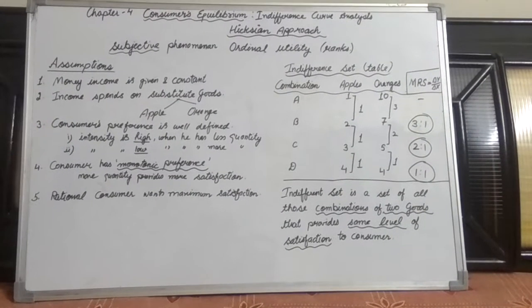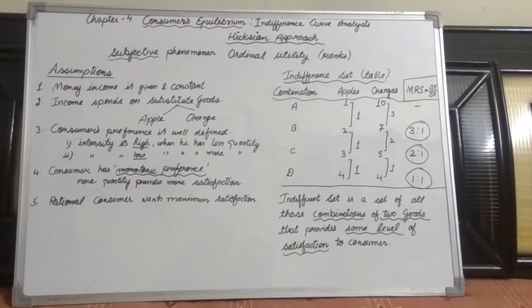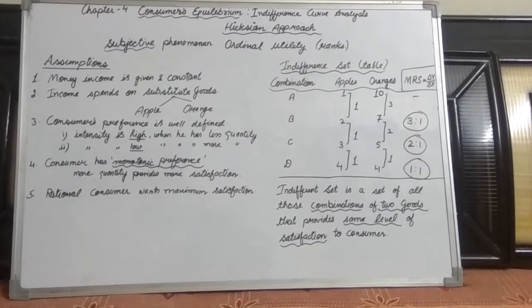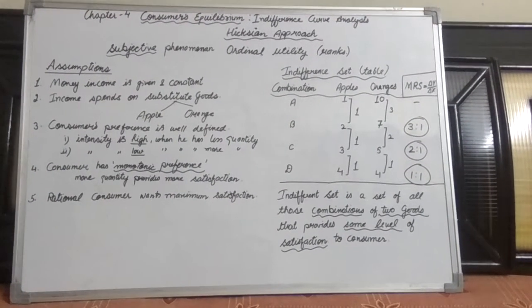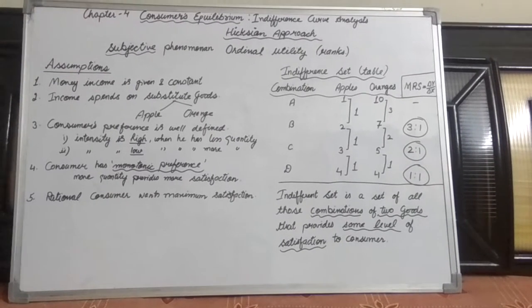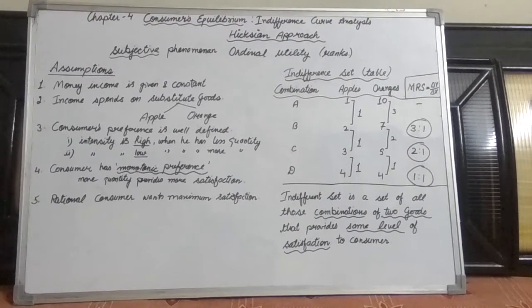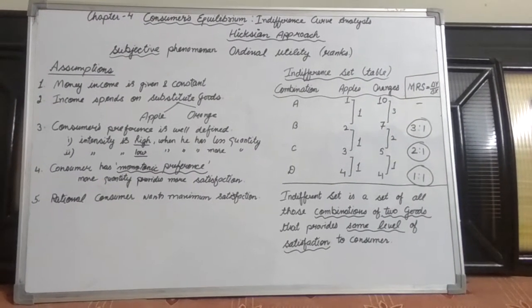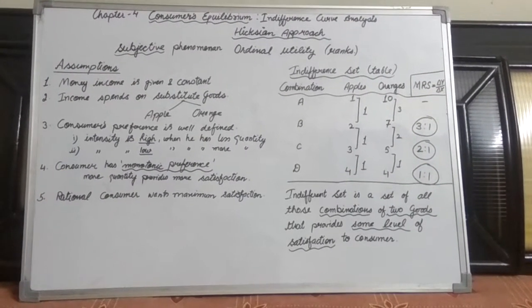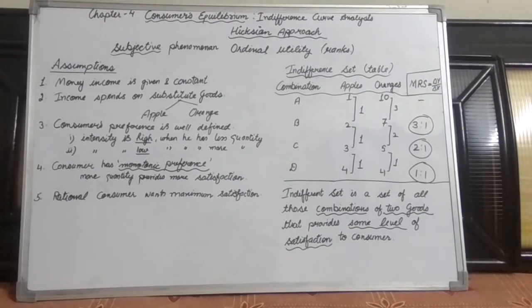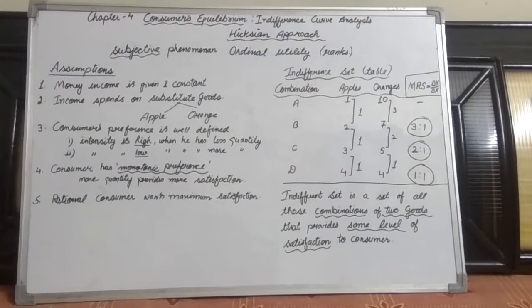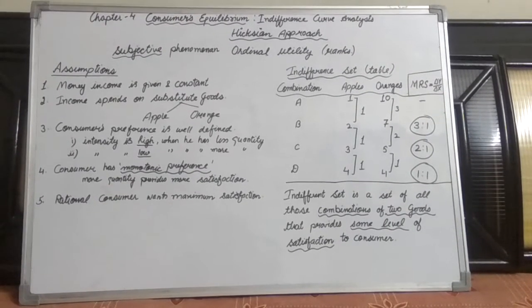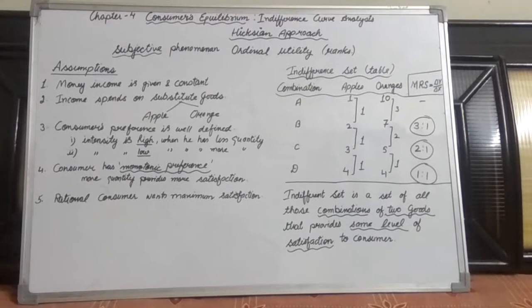Let me start with the next chapter, that is consumer equilibrium by indifference curve analysis. In this chapter, we are going to discuss the Hicksian approach, that is completely opposite to the Marshallian approach, that was utility analysis. This approach is given by Hicks on the basis of ordinal utility, which is a subjective phenomenon, and here we provide ranks to the satisfaction level of the consumer.